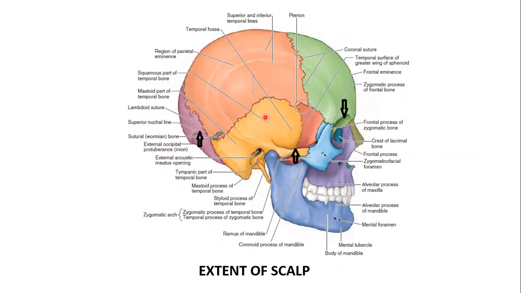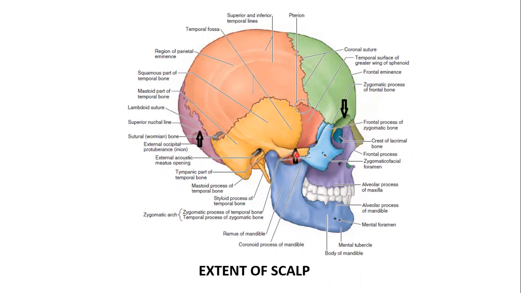which covers the neurocranium. So, extent is here from this supraorbital margin on the frontal bone. This is the frontal bone, and this is the supraorbital margin, and the scalp extends from here going backwards posteriorly to this occipital bone point. This is our superior nuchal line. So extent is from supraorbital margin of the frontal bone to the superior nuchal line on the occipital bone.